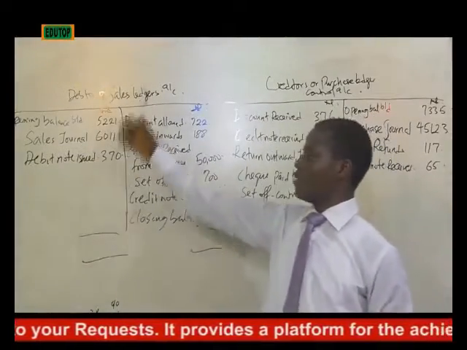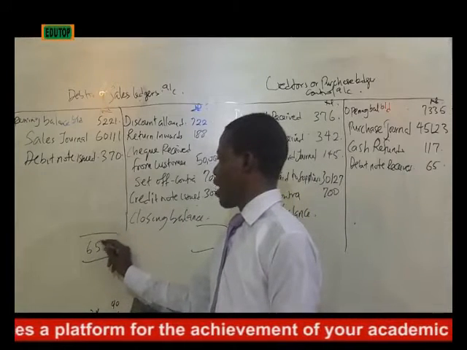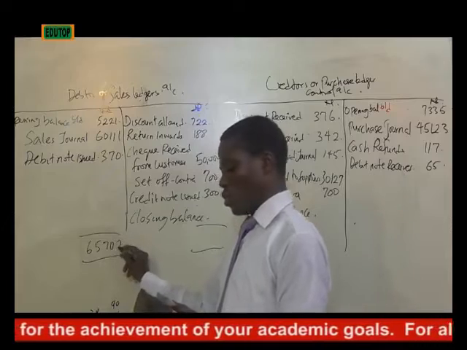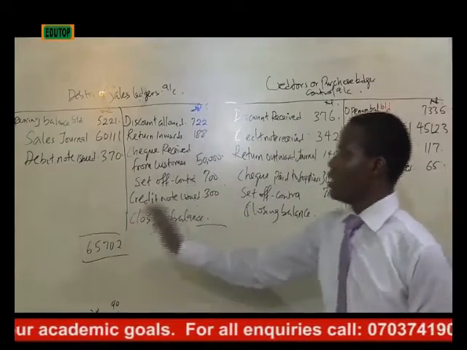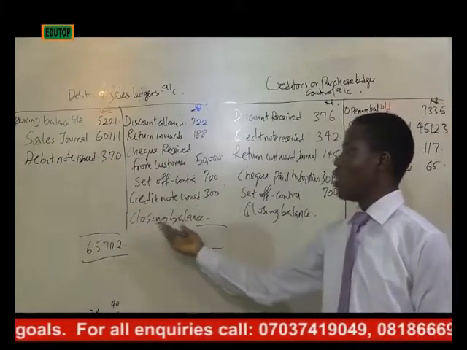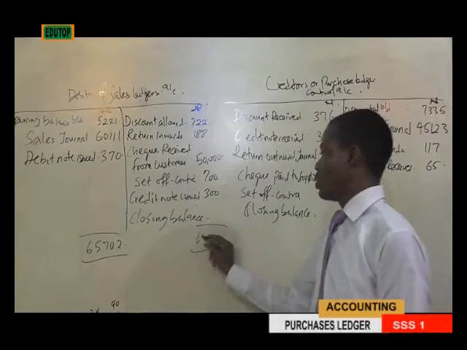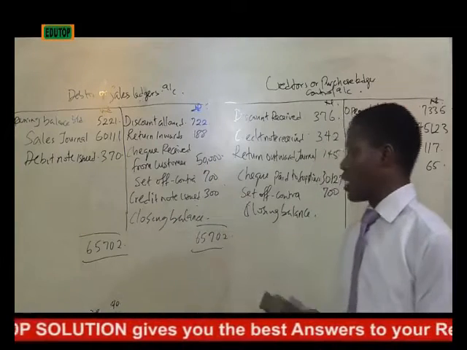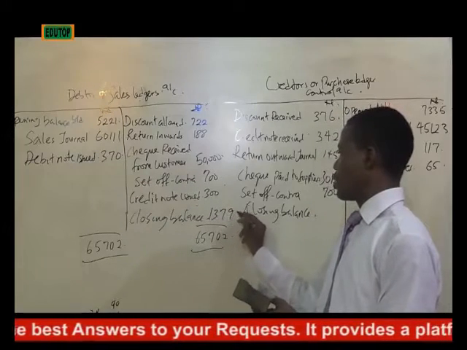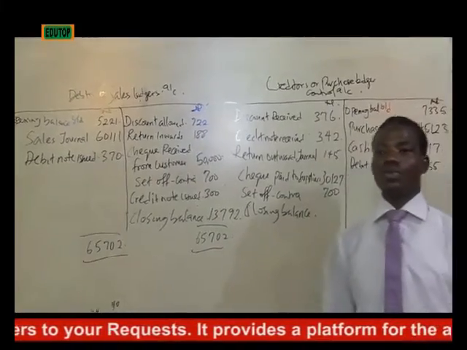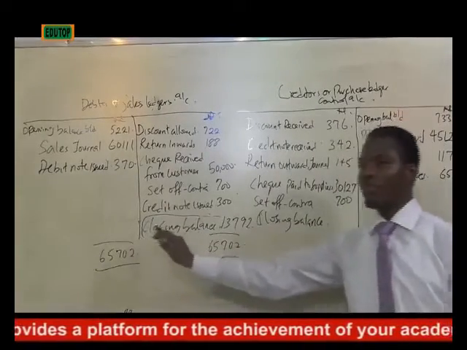Now, the total of this amounted to 65,702. Now, if you add the total of this, this side is greater than this, that calls for a closing balance. So there is going to be a balance after adding all this. This is 702. Now, the difference between this side and this side is 13,792.